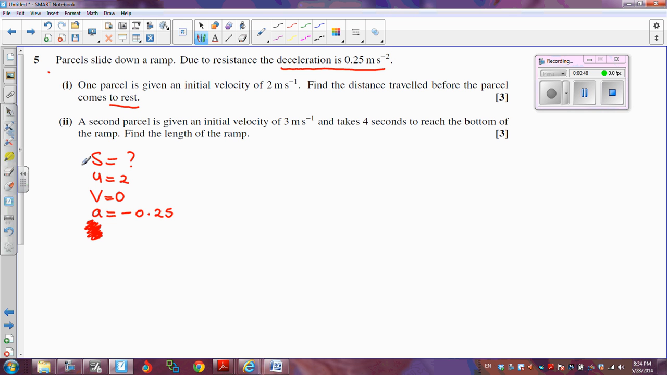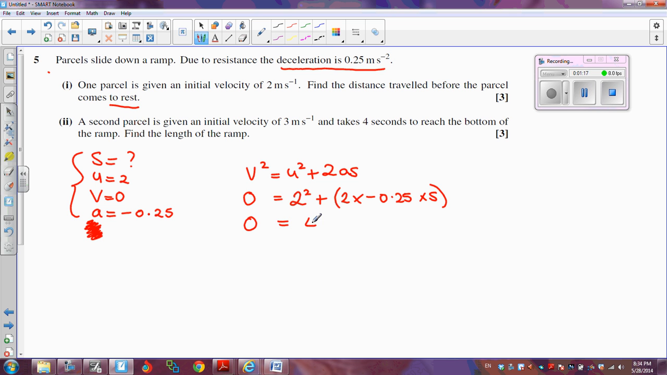So the equation that I'm going to use is the one that connects s, u, v and a, and that's v squared equals u squared plus 2as. So let's just put in the information. Well, v squared is going to be 0 because it's 0 squared. u squared is going to be 2 squared, and then it's plus, these are all multiplied together, 2 times minus 0.25 times s, which is what we're looking for. So 0 is equal to 4.